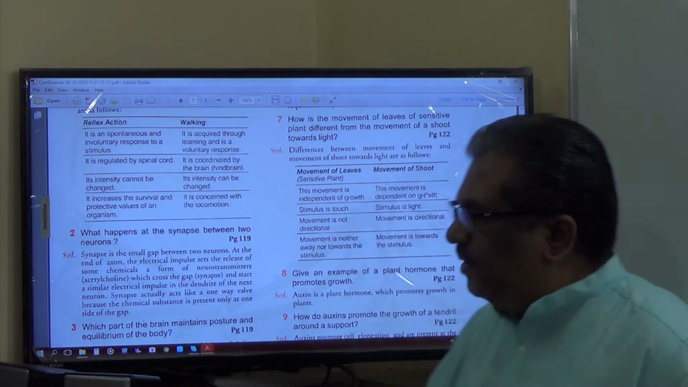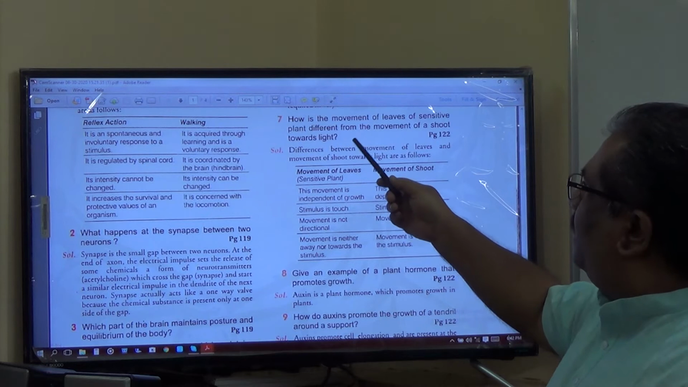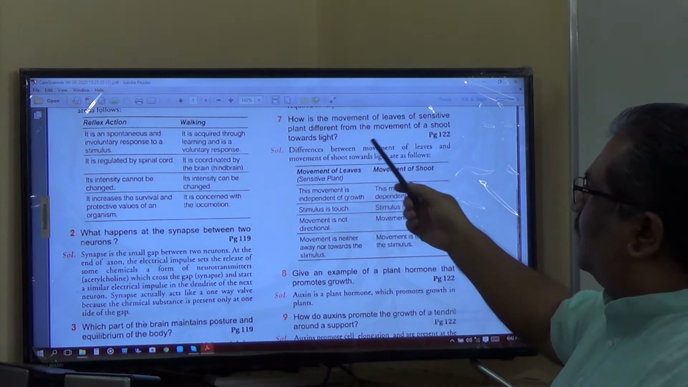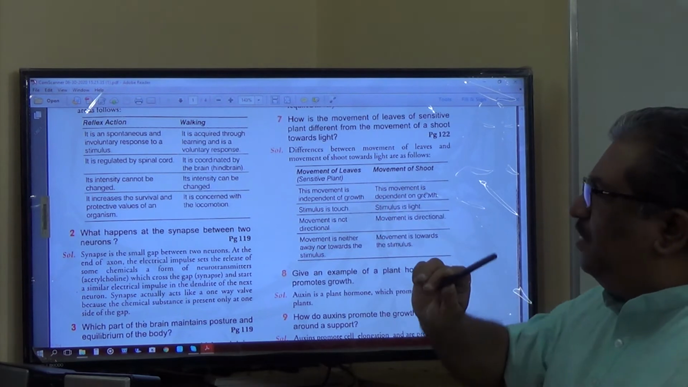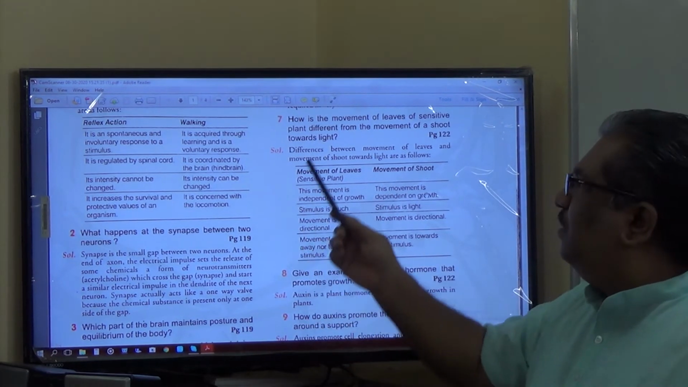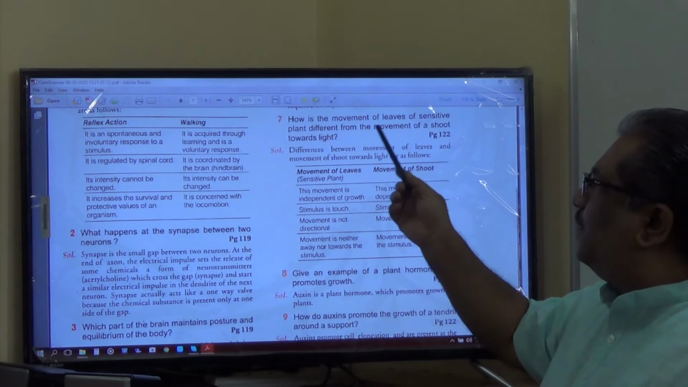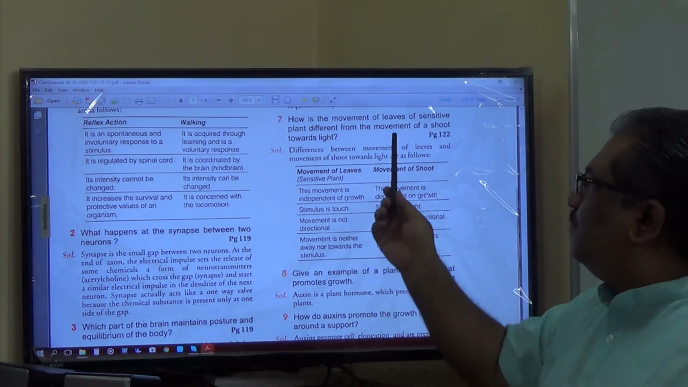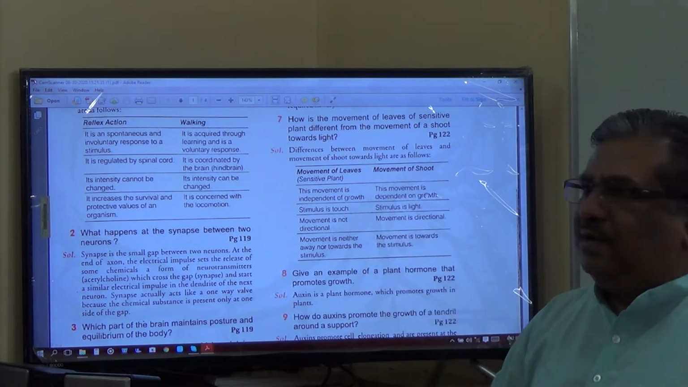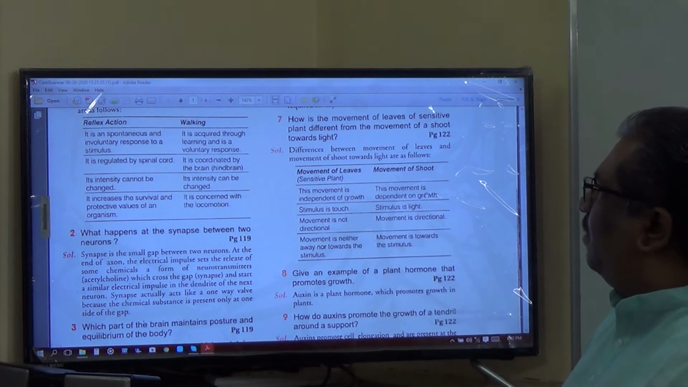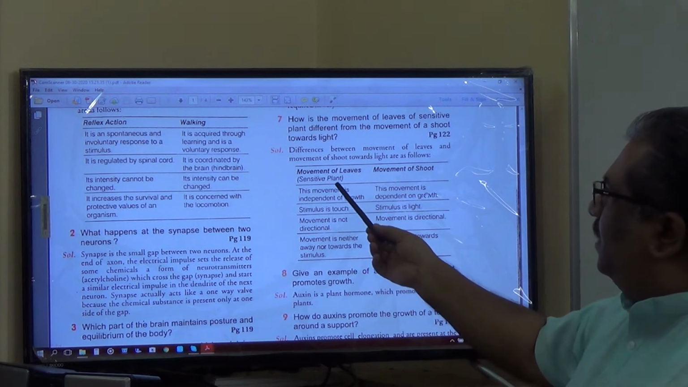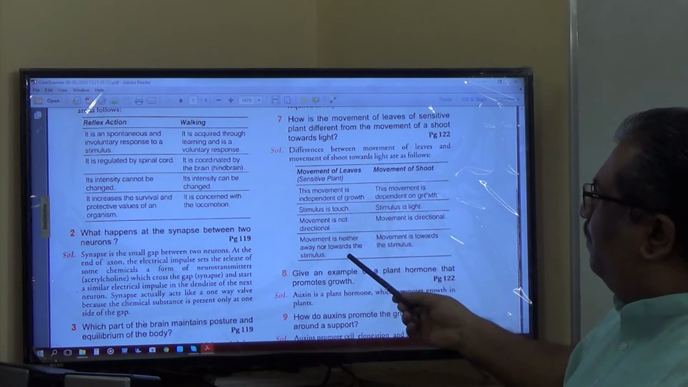How is the movement of the leaves in a sensitive plant different from the movement of a shoot towards light? How it is different means, what is the distinction between the movement of leaves of a sensitive plant and the movement of shoot towards the light is a question, and the answers are listed here.